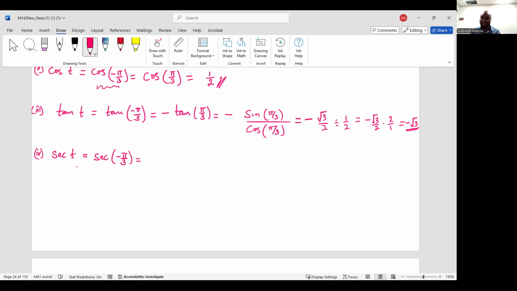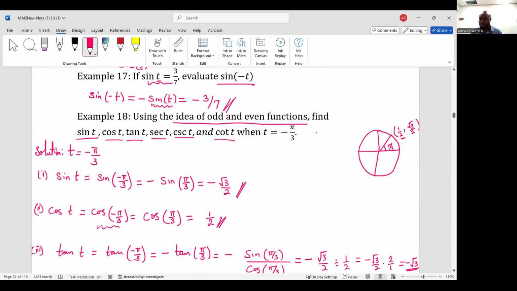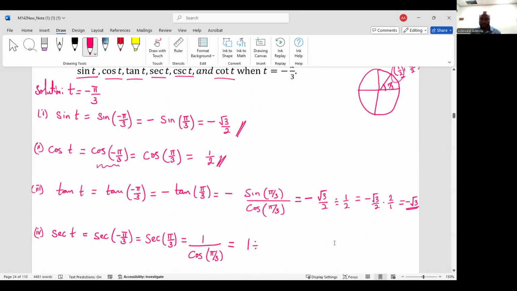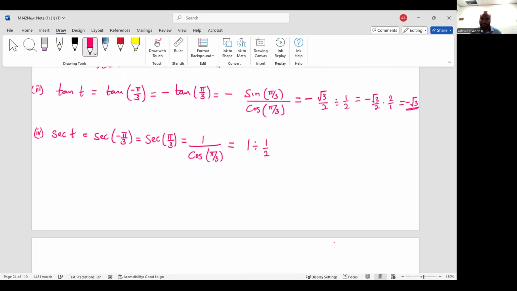Since secant is an even function, that means it is equal to secant of pi over 3. And remember that secant is the reciprocal of cosine. So which is 1 divided by, what is cosine of pi over 3? Again, we go here. Cosine of pi over 3 is 1/2. So 1 divided by 1/2, that means your answer is 2.